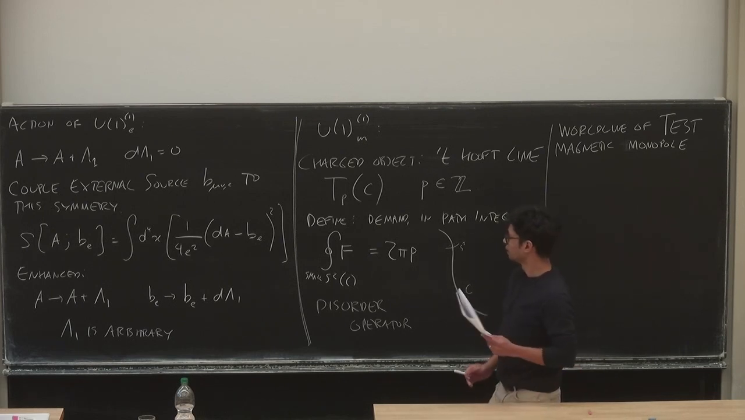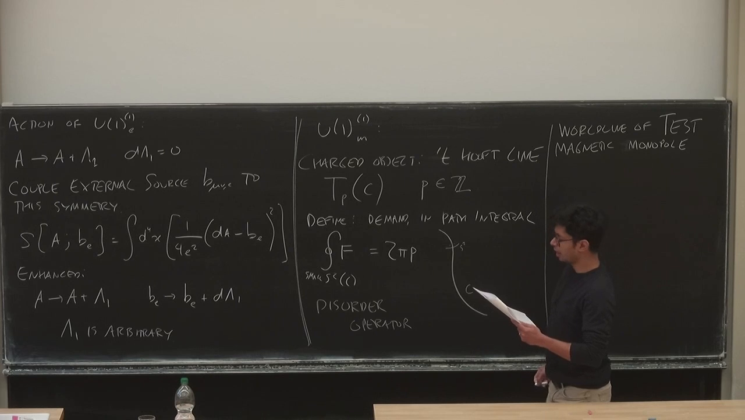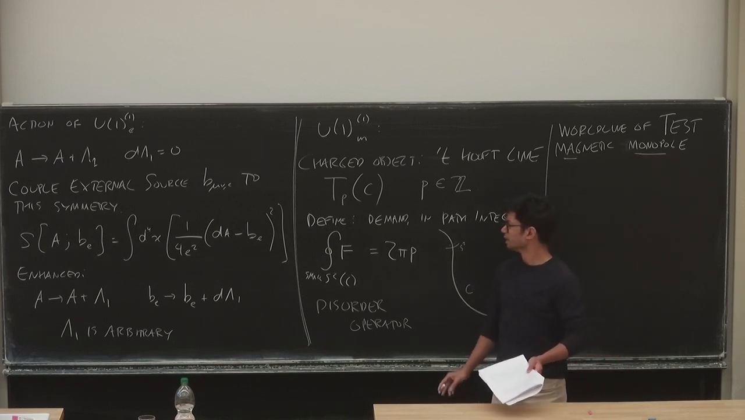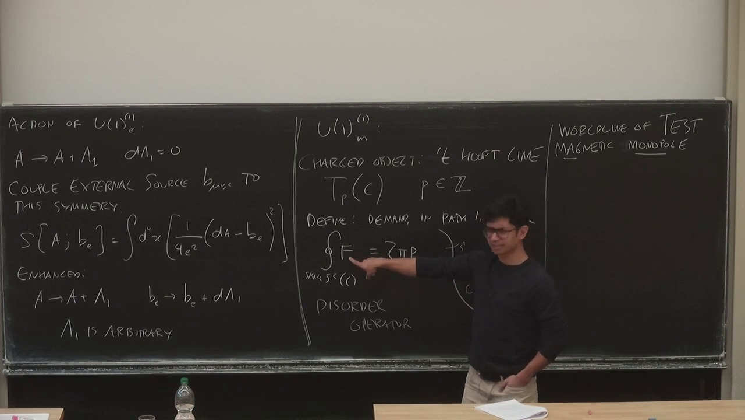Yeah. Okay, good. So let me just remind you about a few things about magnetic monopoles. You see, this formula, if you plug in F equals dA into this formula, you get a nonsensical result, right?